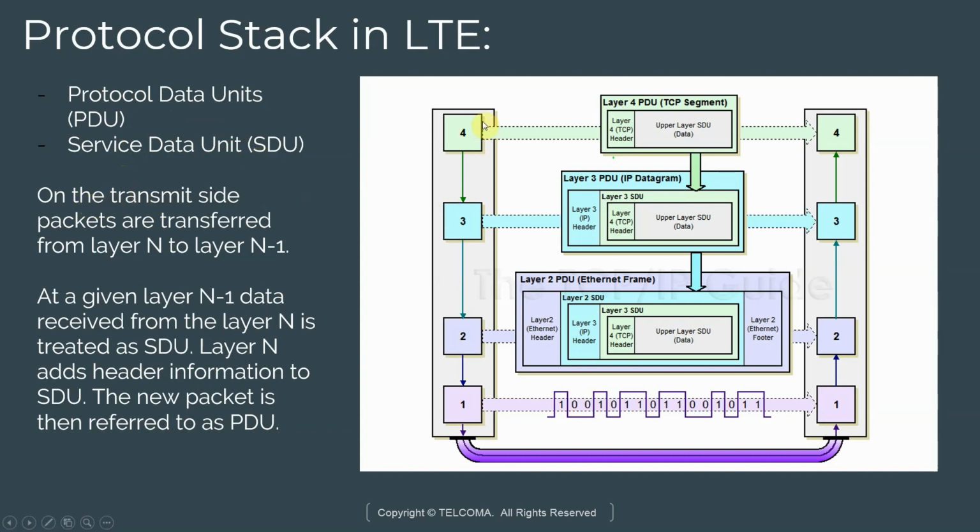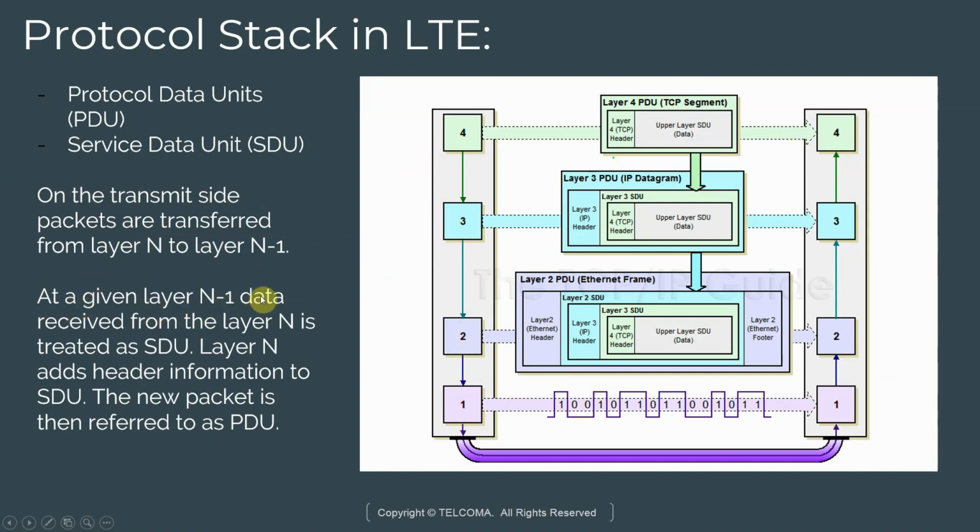On the transmit side, so this is the transmit side and this is the receive side. As it's an all IP packet based infrastructure, on the transmit side, your packets get passed on from layer 4 to layer 3 to 1. They get transmitted, and then on the receiver they are received by 1, passed on to 2, 3, and 4. So again, this is the transmitter, this is the receiver. Now, on the transmit side, packets are transferred from layer n to n minus 1, so 4 to 3, right, and so on and so forth.